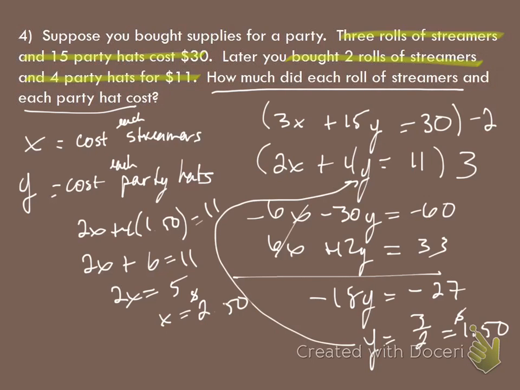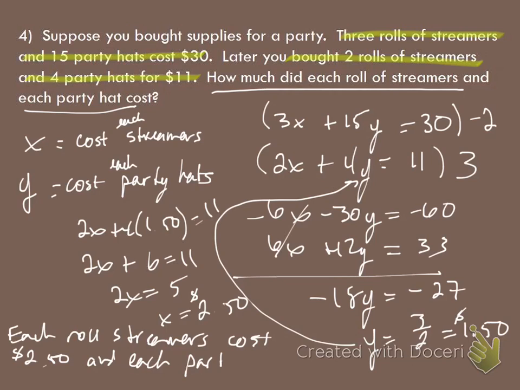And so a nice sentence answer, which I'll write the first time, but I won't write every time just for time purposes. So each roll of streamers costs $2.50, and each party hat costs $1.50.